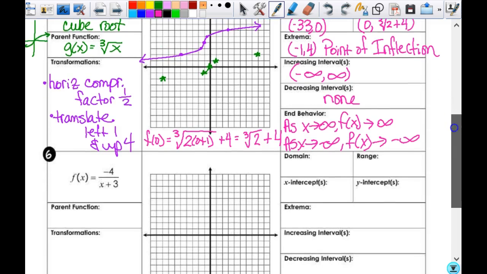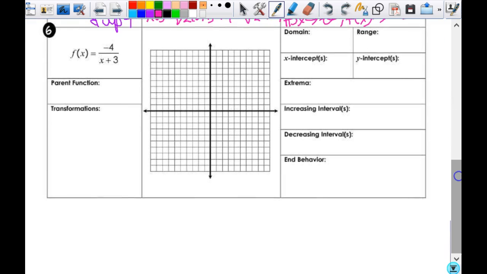So what is this function called? Reciprocal. So this reciprocal looks like this.